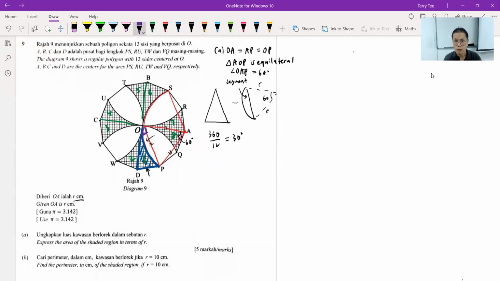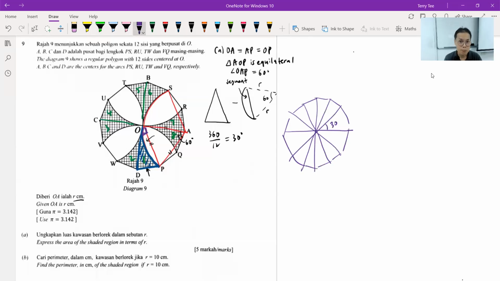If you have a 12-sided polygon, you need to divide into 12. 1, 2, 3, like this. This is 6, right? So if I join this together, we are actually getting a 12-sided polygon. Sorry, very ugly. One angle is 360 divided by 12, which is 30. So this purple region here is 30, right? This triangle here, let me just highlight here.